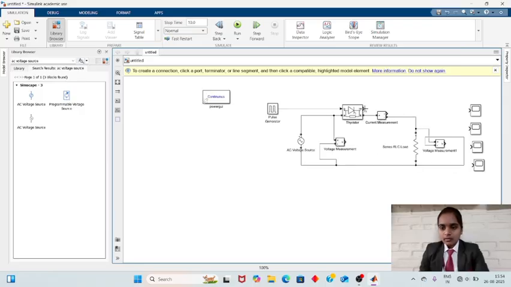Now the thyristor is connected to scope 1. The current measurement is connected to scope 2. This voltage measurement is scope 3, and this other voltage measurement is connected to scope number 4. Now all the connections are done. Now run. Now we can see the graph.